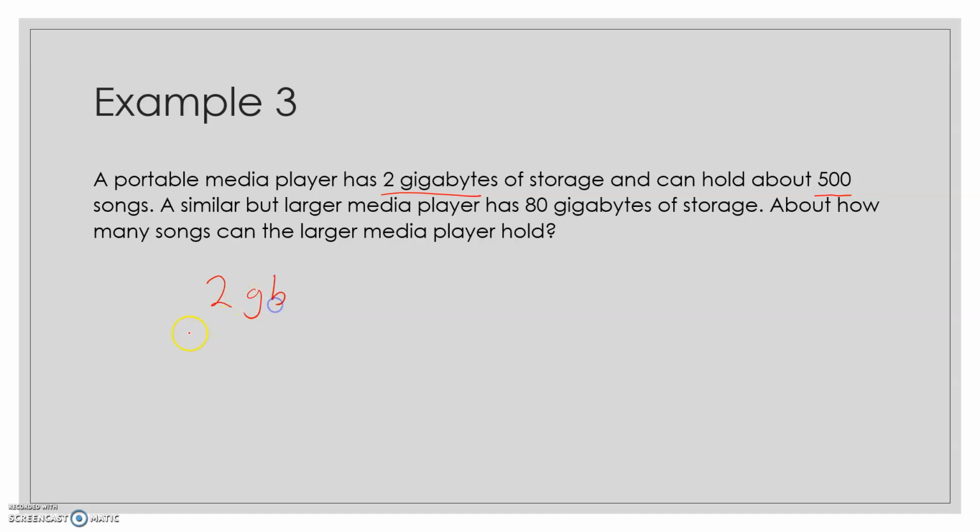2 gigabytes holds 500 songs. And then when we are writing proportions from word problems, we need to make sure our biggest thing is that we label. And so since gigabytes was on top, then in our second ratio, gigabytes also needs to stay on top because we're comparing the same two amounts, and songs was on the bottom before, so songs needs to be on the bottom in our second one. And then we're looking at the question and we're filling in what we know. It tells us that a similar media player has 80 gigabytes of storage. So here next to gigabytes we're going to put 80.